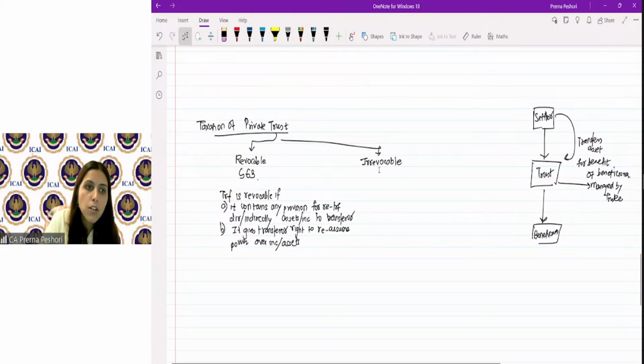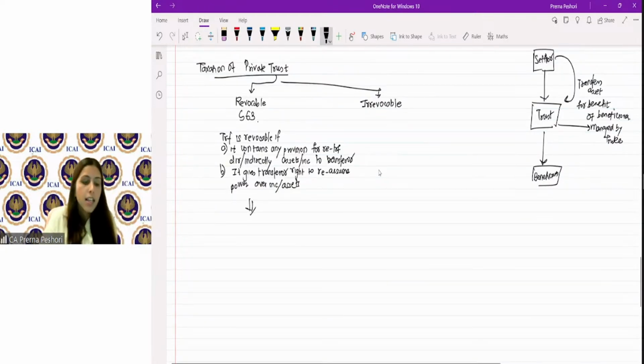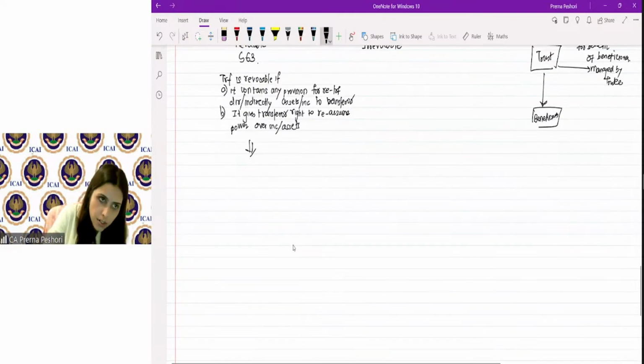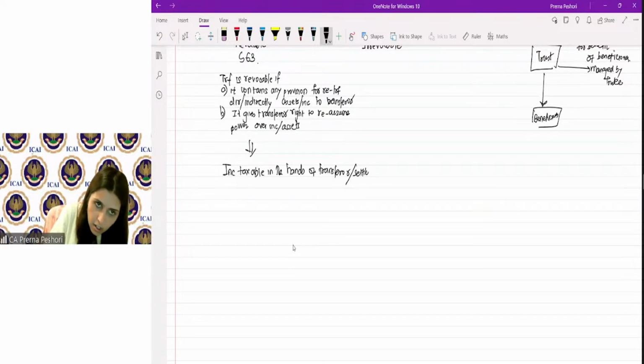And in the case of a revocable trust, as per section 61 of the Income Tax Act, in the case of revocable transfer of assets, the income shall be taxable in the hands of the transferor. So, income taxable in the hands of the transferor or the settlor. Fine, it shall not be taxable in the hands of the trust.